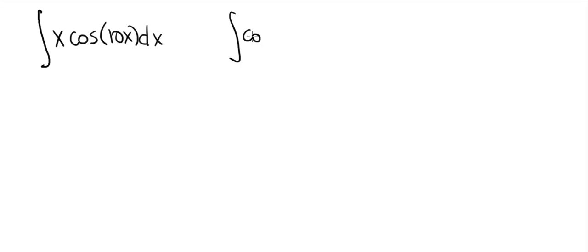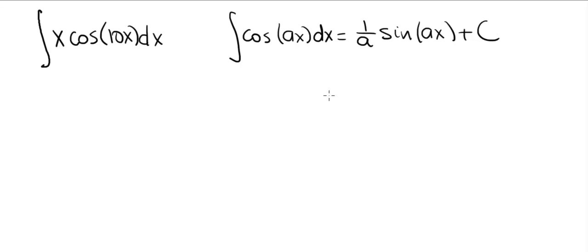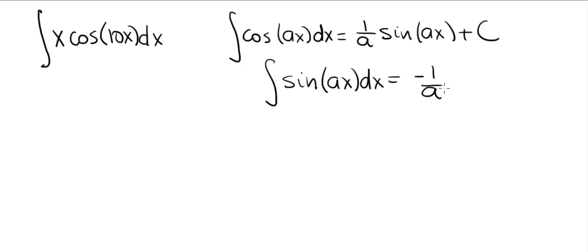Let's use integration by parts to evaluate the integral of x times cosine of 10x. We'll need the following two formulas. The integral of cosine of ax is equal to 1 over a times the sine of ax, and the integral of sine of ax is equal to minus 1 over a times cosine of ax. Now these are both true as long as a is any constant not equal to 0.